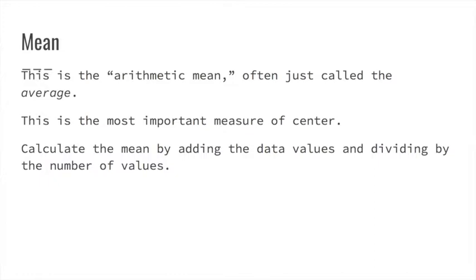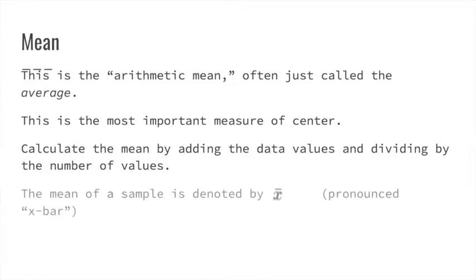I think you know how to calculate the mean, but just in case, a little reminder: you add your data values together and you divide by the total number of values that you have. The symbol that we use for a sample mean is X bar. I'm sorry for the fuzziness of this symbol, but it's an X with a bar over the top. We pronounce it X bar.